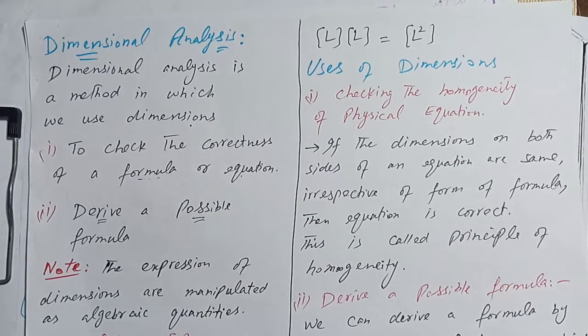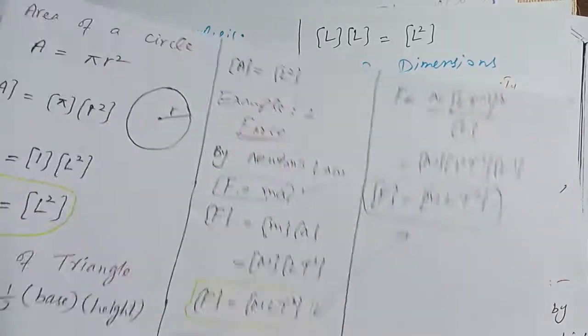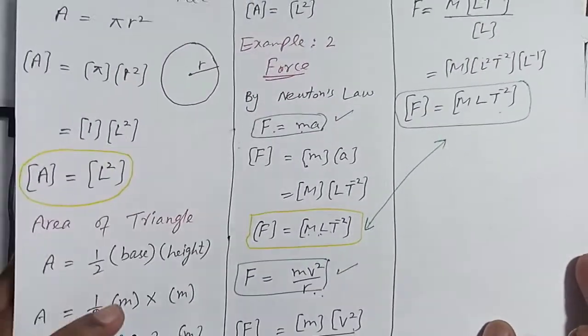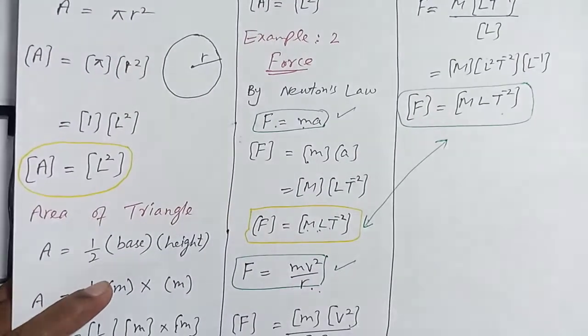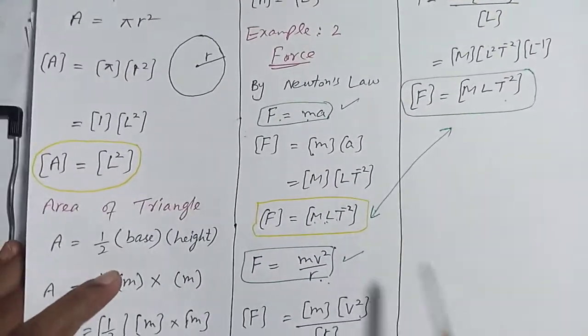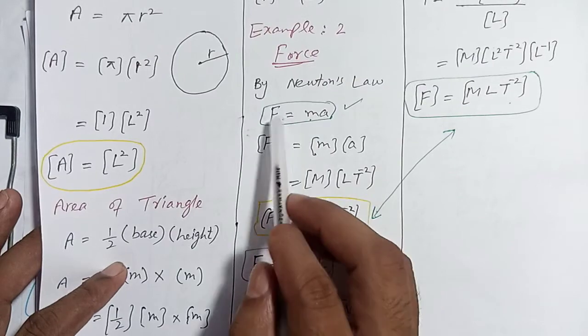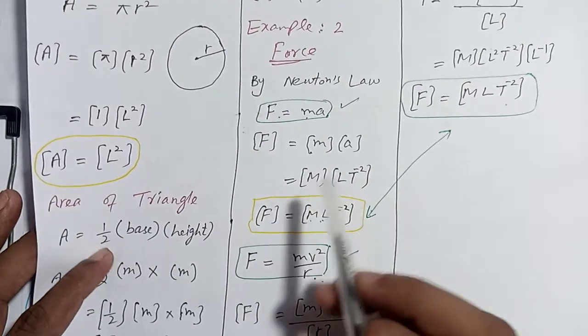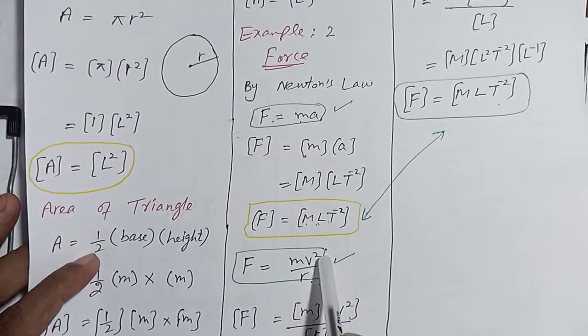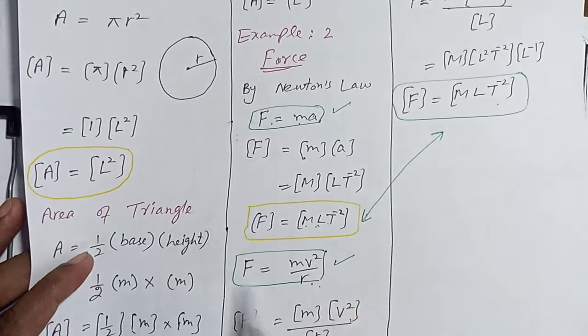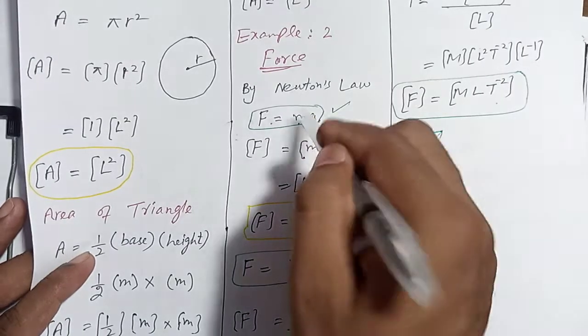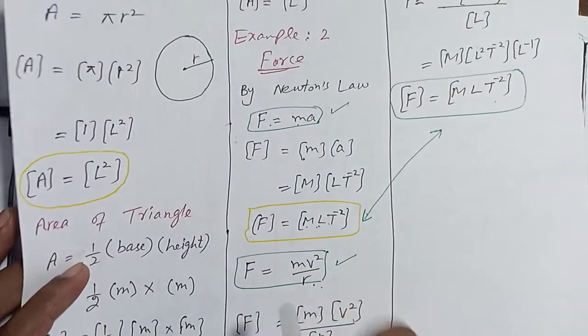As we know, for example, we shall discuss these examples further, but here as an example I can show you that force is written as F is equal to ma. Force can also be written as F is equal to mv square over r. So the formula does not matter. The dimension of force will always be same.